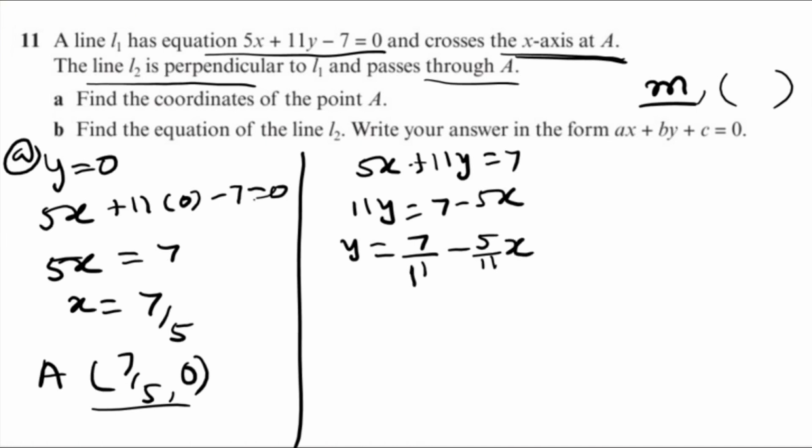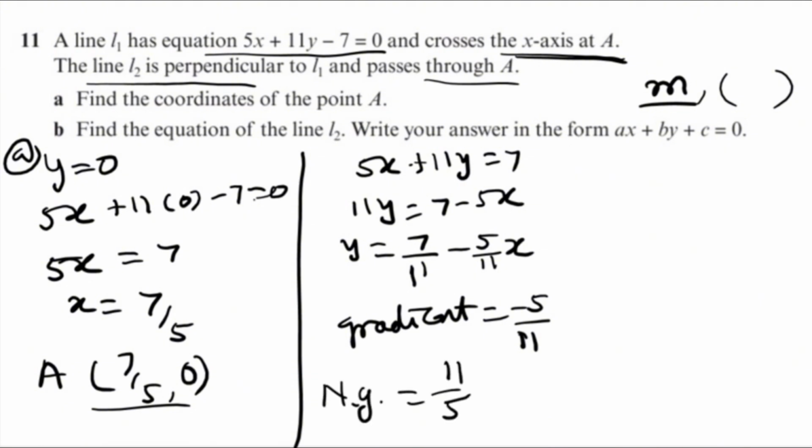So that means the gradient of this line is minus 5 over 11. But I need a gradient for the perpendicular. So normal gradient, I am just writing in short, is equal to 11 over 5. So that is the gradient of the line L2. Normal gradient, or you can say the L2 gradient is. Okay. Now we will find the equation of line in the form of ax plus by plus c is equal to 0.